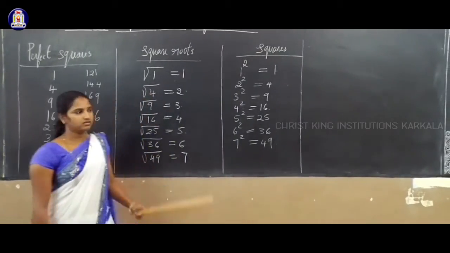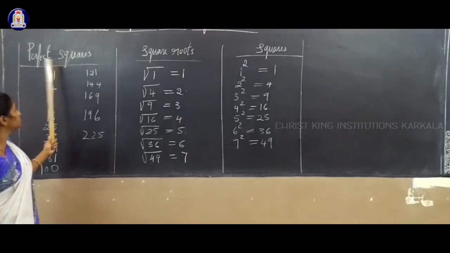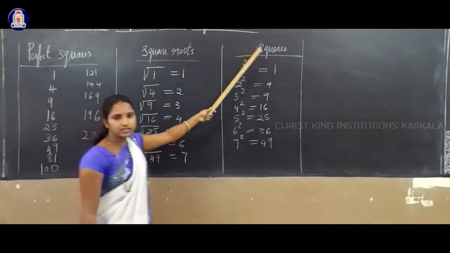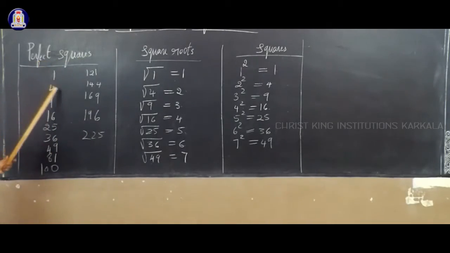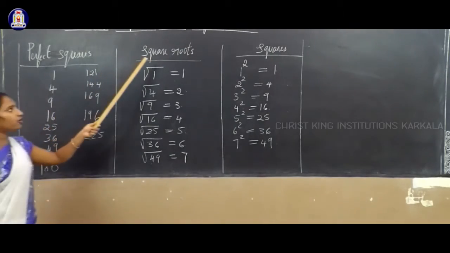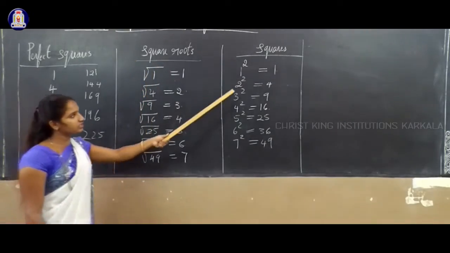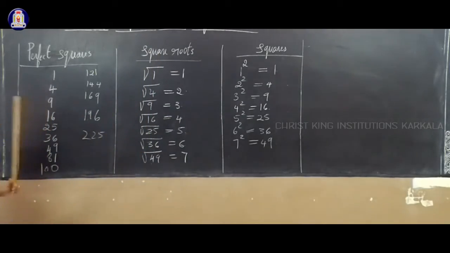Okay, next, you can see in the columns: perfect squares, square roots, and squares. In the first column I wrote perfect square numbers. In the second column I wrote the square root of that number. The last column is the squares of a number. See, first, what are those perfect squares?